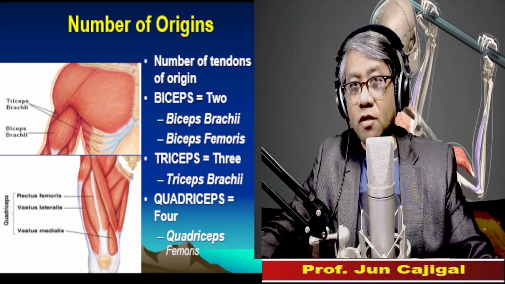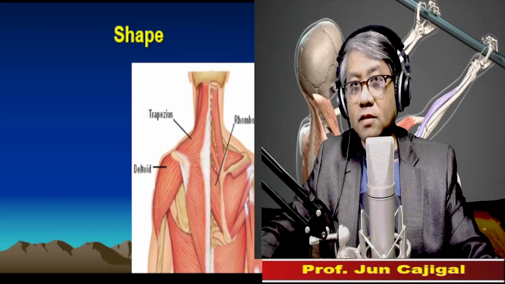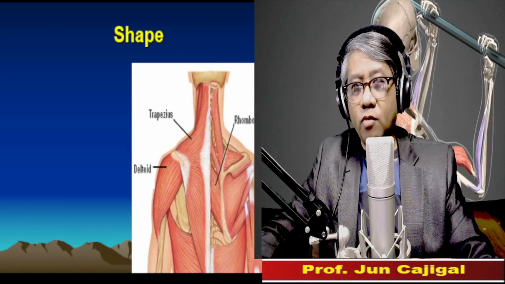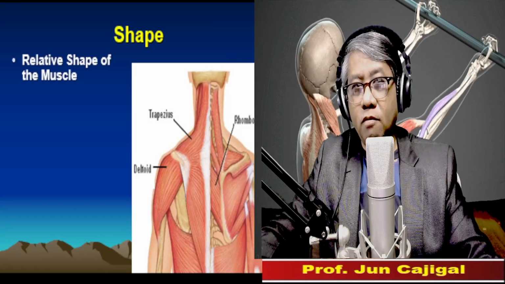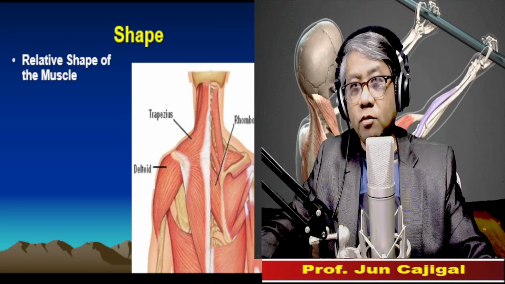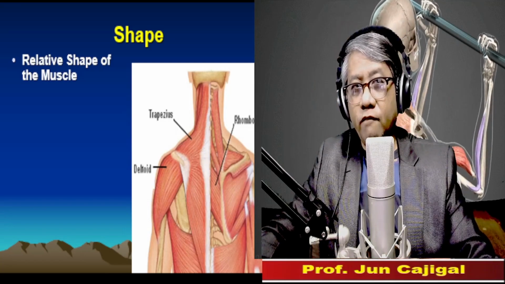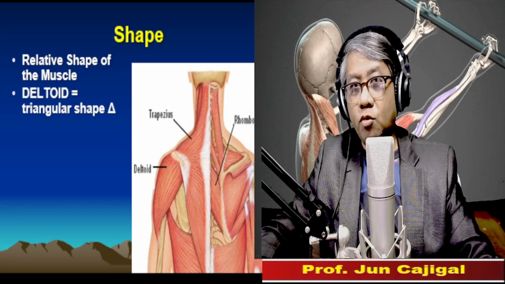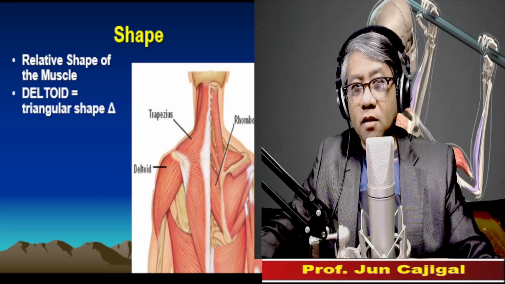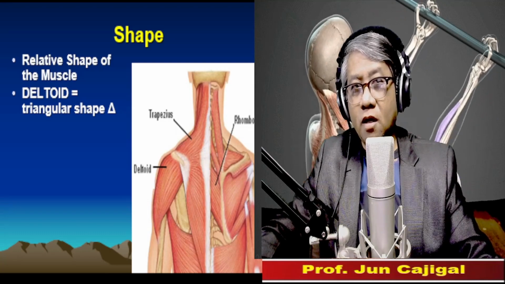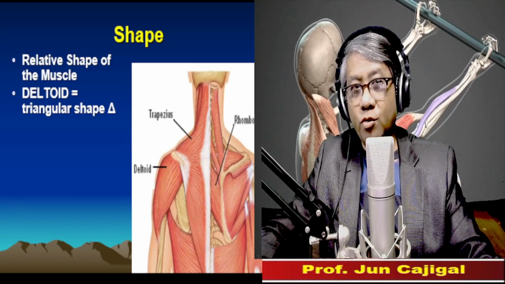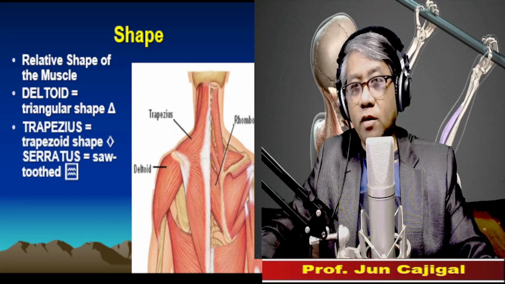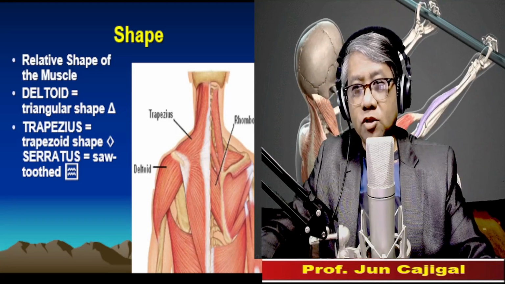Now, what about the shape of the muscle as a basis for naming and identifying the skeletal muscle? In terms of the relative shape of the muscle, we make use of the following terms or names. If the muscle is triangular in shape, we make use of the term deltoid. Like that, in our shoulder, there is a triangular shaped muscle called the deltoid muscle. If the muscle is trapezoid in shape, we make use of the term trapezius.